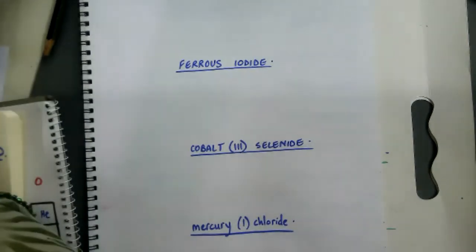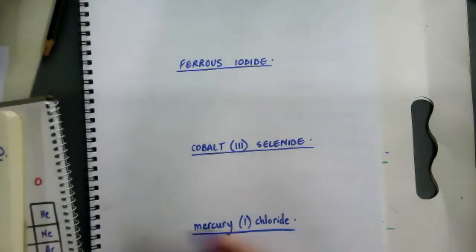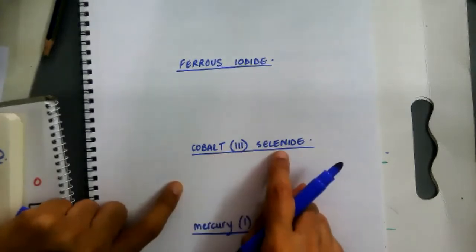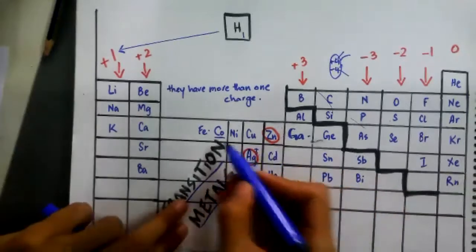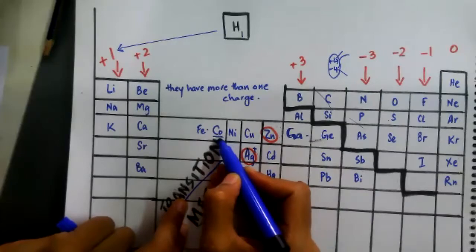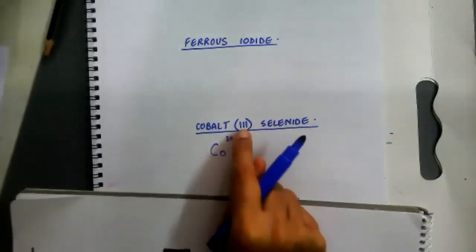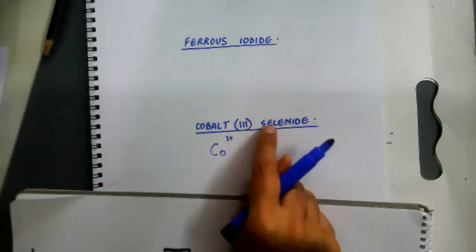Saad, you will help me write the formula for cobalt selenide. Yes, Saad beta. Can you please help me write the formula for cobalt 3 selenide? Okay. Can you show me the periodic table? Here you have cobalt, a transition metal, that's why it has more than one charge. It has a 3 plus charge. Very good. And how did you know? Because of the Roman numerals. Very good.